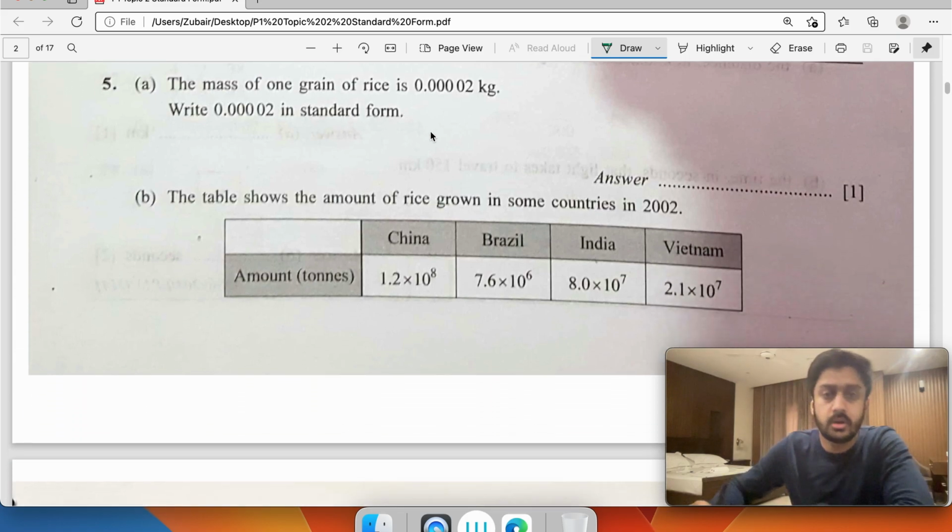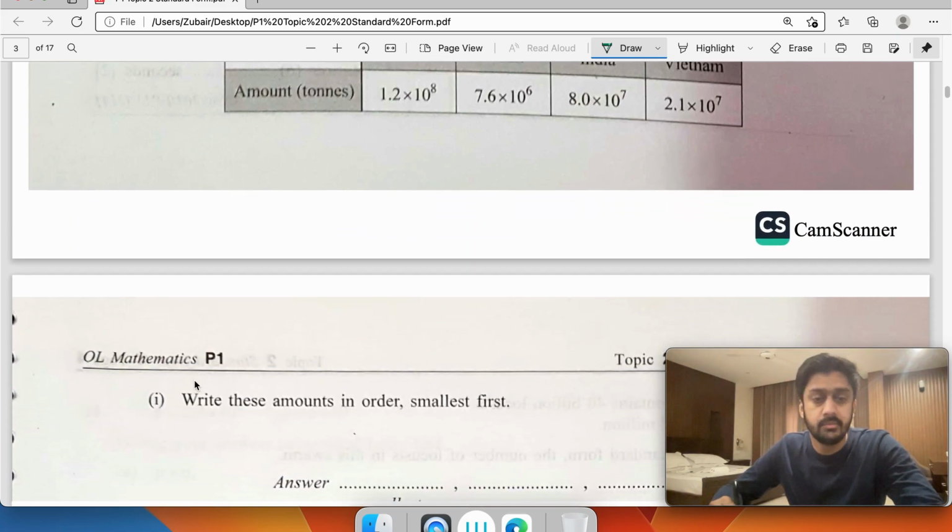The mass of 1 grain of rice is given. Write this in standard form. Decimal after the first digit into 10 raised to power, so we increased it by 1 2 3 4 5 places. That's minus 5.